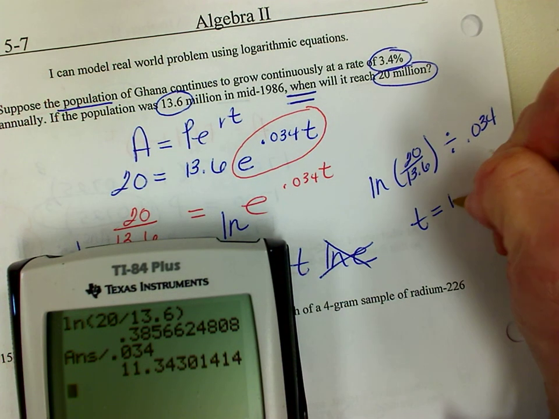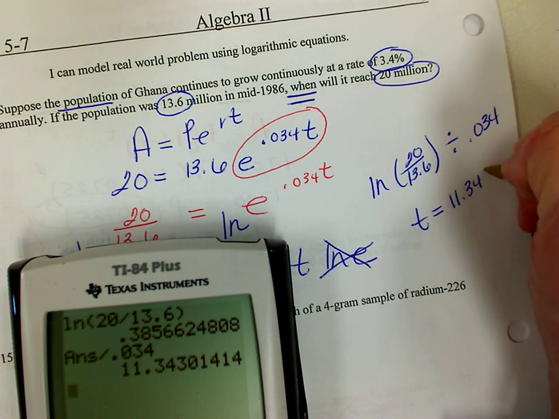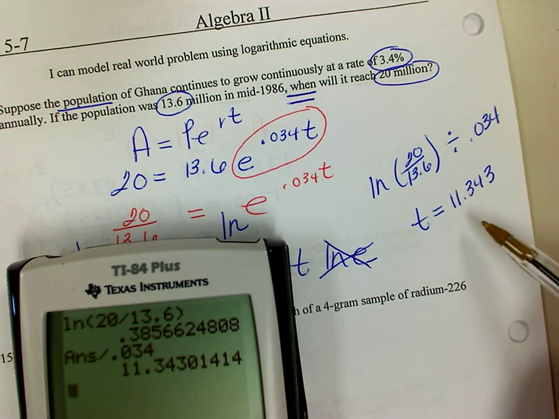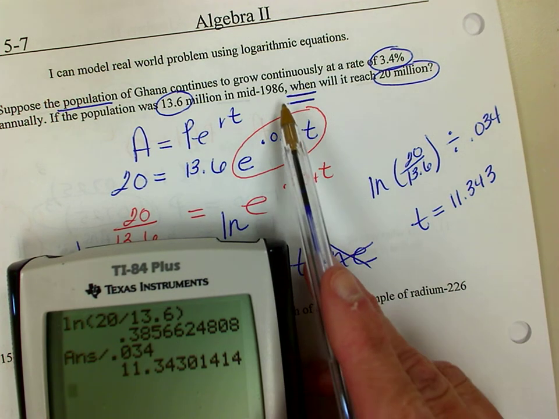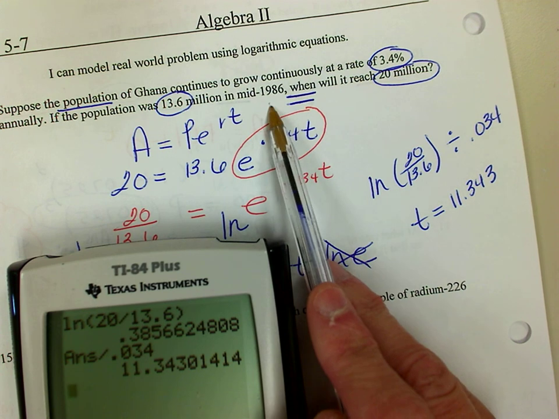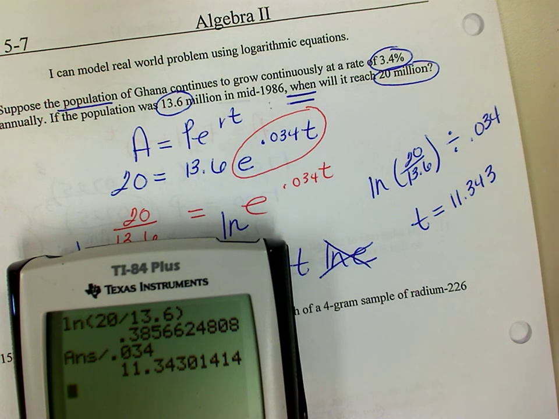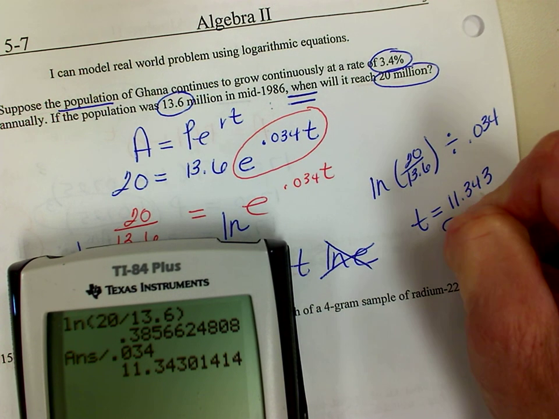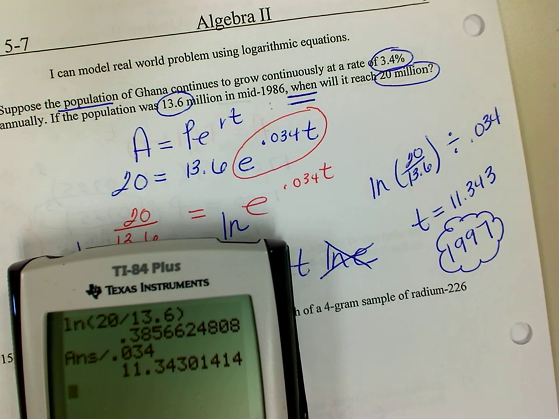So I get about 11.343. Now I have to make sure I answer the question. It says, when will it reach 20 million? Well, I could say 11 years, but the reason they gave you the actual year is probably important. So 1986, 11 years later, would be 1997. So that's going to be my answer.